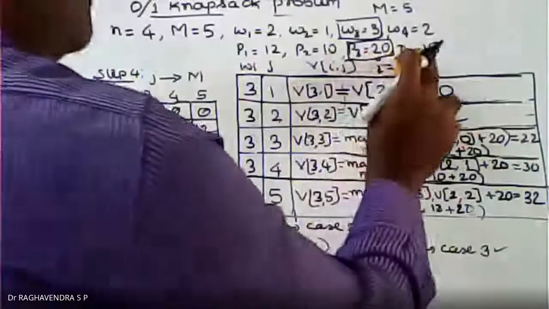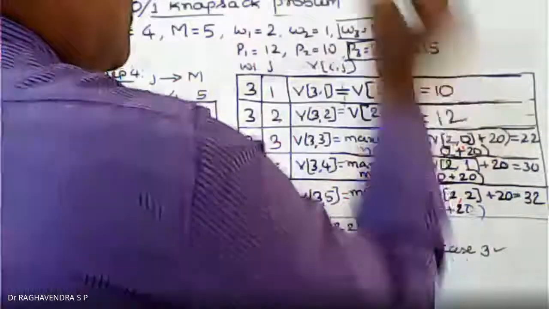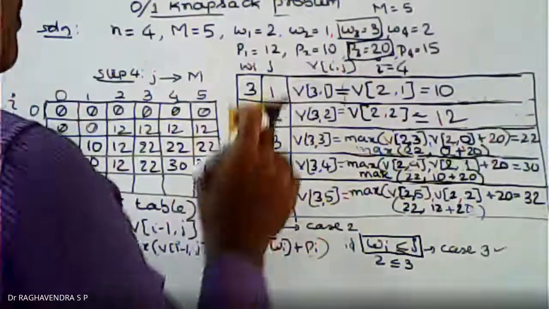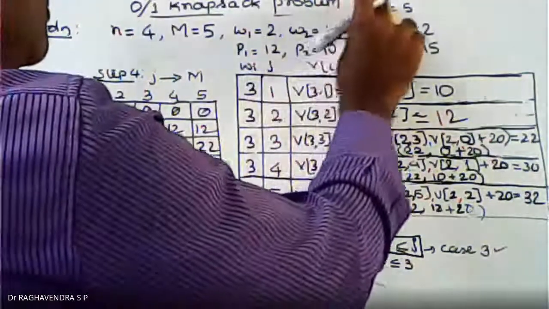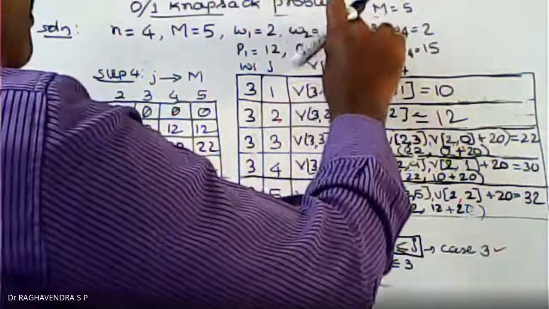Understood, sir. Okay, next item 4 we have to insert. The fourth item we have to insert into the knapsack. So now the fourth item we have to take into account.